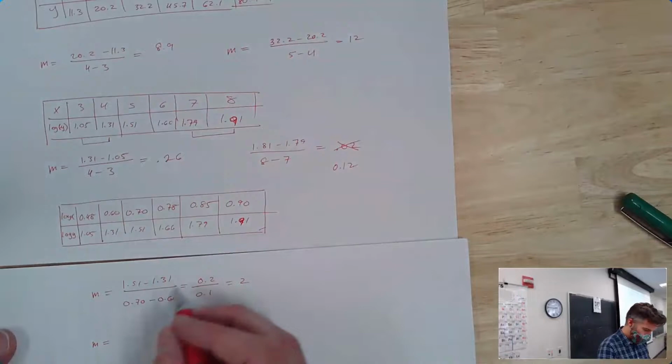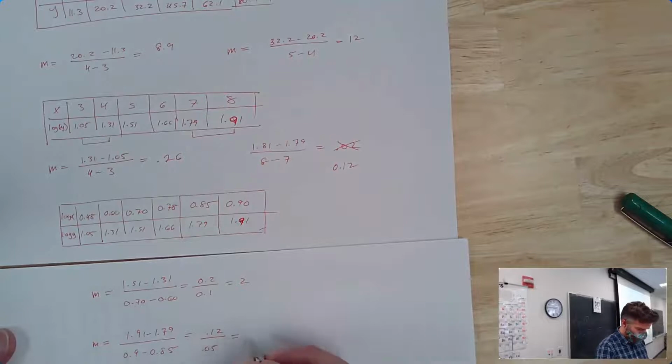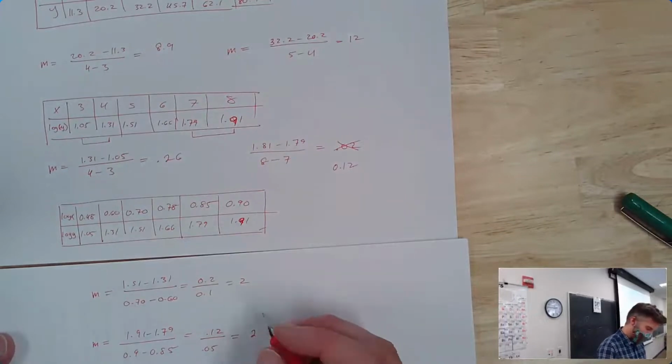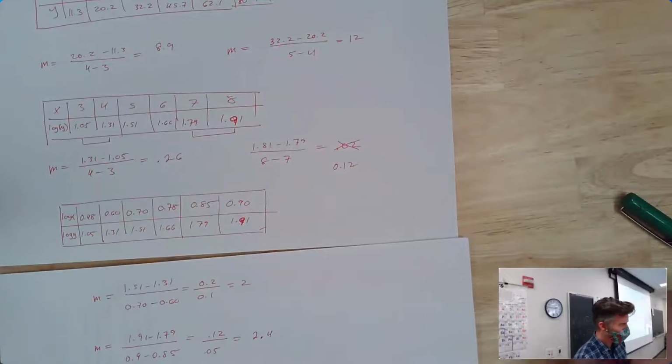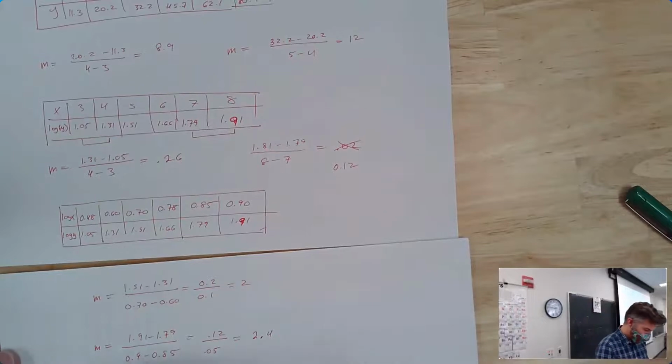So for this next one, we're going to have 1.91 minus 1.79 divided by 0.9 minus 0.85. That's going to be 0.12 divided by 0.05, which is 2.4. So this is where, if you actually did this math, you need 2.4, which to me feels not the same as 2. Let's test another point though. Let's say we did these two here.